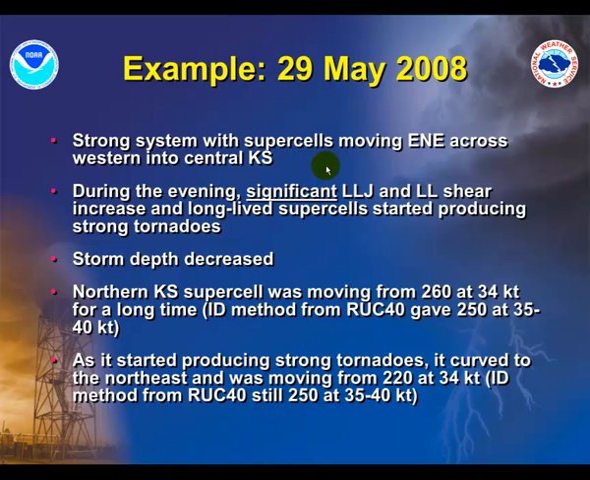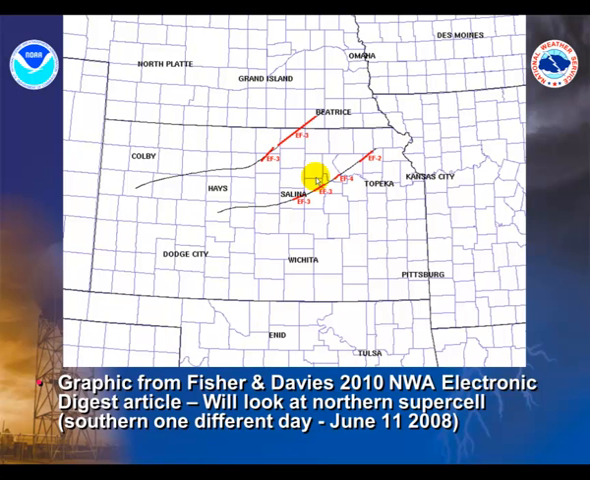And the northern Kansas supercell, for a long time, was moving from 260 at 34 knots. The ID method was similar, giving 250 at 35 to 40. But as it started producing the strong tornadoes, as the shear really ramped up in the low levels, it curved to the northeast and was moving from 220 at 34. And the ID method from the RUC 40 was still 250 at 35 to 40. So there's quite a deviation from what the ID method was thinking it still should be for that same supercell, but quite a bit changed there.